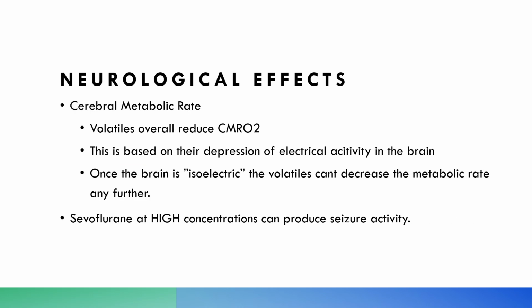So what do volatiles do to our brain? Well, if we think about it, cerebral metabolic rate is going to be overall reduced. Okay, it's going to be based on the depression of electrical activity in the brain. But once the brain is isoelectric, volatiles can't decrease the metabolic rate any farther. Okay, so the brain's not producing any electrical activity, but the brain is still metabolizing and producing energy to provide homeostasis. Those cells are just existing and being homeostatic in this environment. They're not creating thoughts, but they're just surviving.